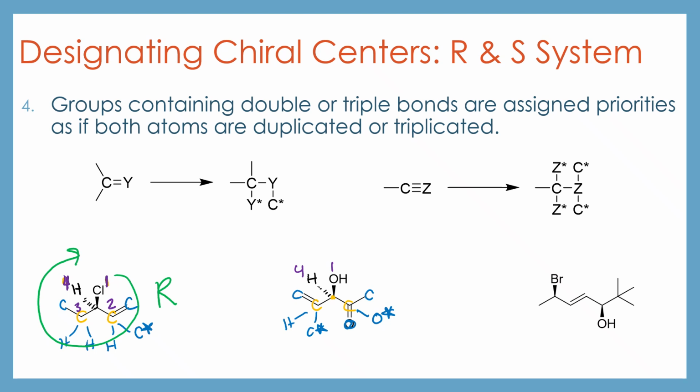So our next priority is here and then here. The low priority group is already pointing to the back. All of these examples have that, so we don't have to think too hard yet. So let's go ahead and connect these. We're going 1 to 2 to 3. This is clockwise again, so this is also an R isomer.